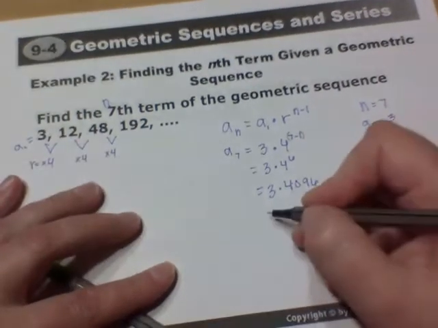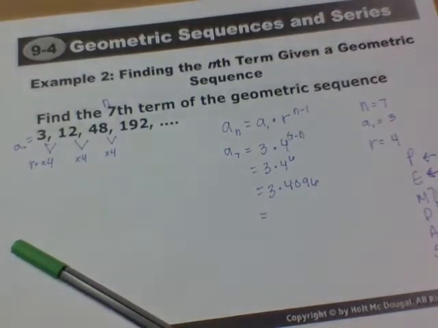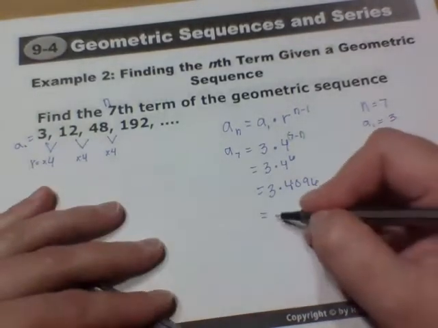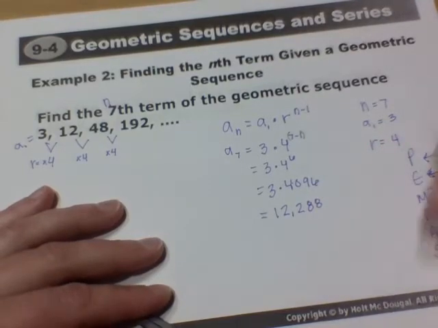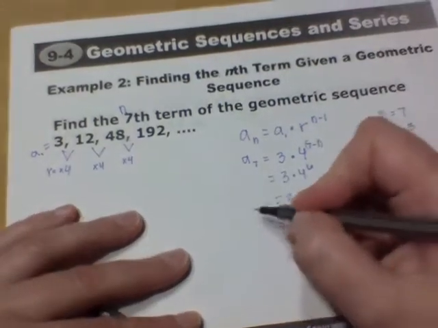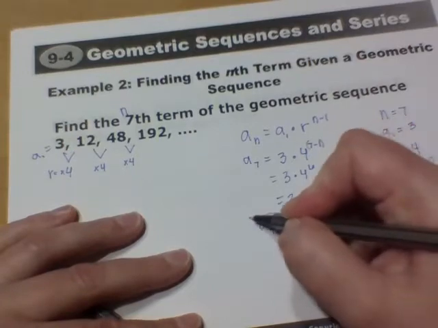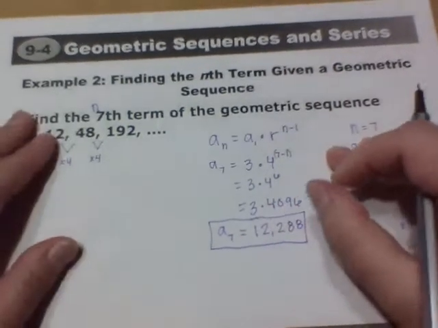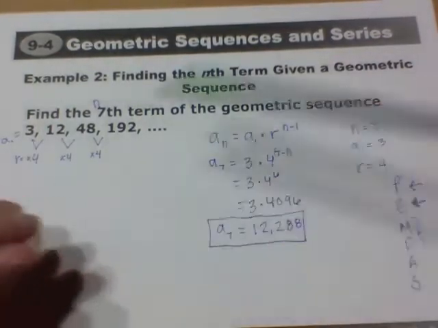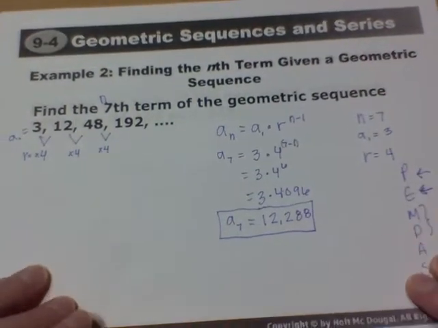All right, and so then we're going to take that and multiply by 3. And so your answer is going to be 12,288, all for that 7th term. So a sub 7. And if that seems like a big number, that is why exponential growth is terrifying.